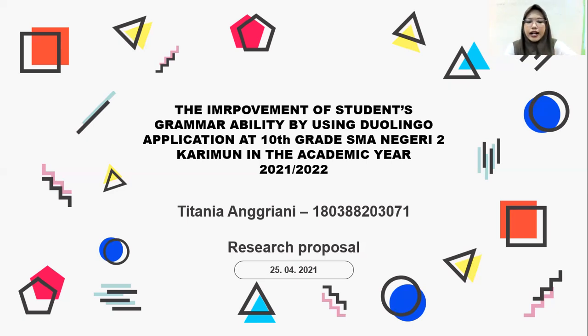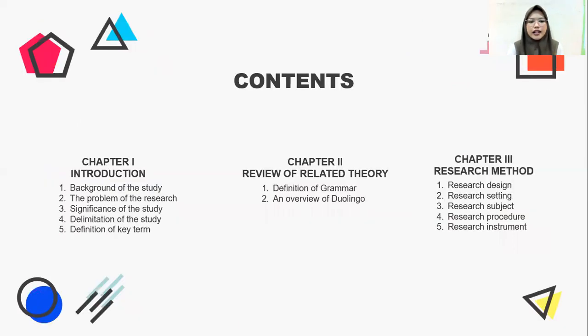All right, let's move to the contents. So the first, chapter 1, introduction. There are 5 points here. First, background of the study. The second, the problem of the research. The third is significance of the study. The fourth is delimitation of the study. And the last, definition of key term.